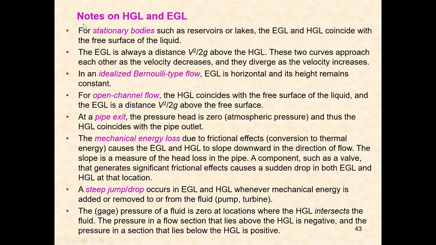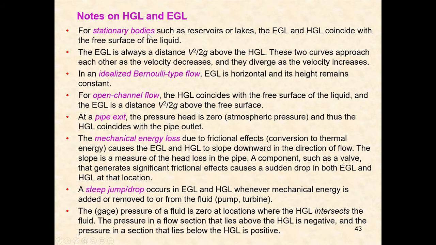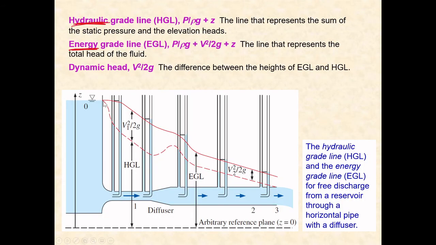Okay. Here are some notes on HGL, hydraulic grade line, and EGL, energy grade line. For stationary bodies such as reservoirs or lakes, the EGL and HGL coincide with the free surface of the liquid. So for example, if you look here, stationary bodies such as a reservoir or lake. So here's a reservoir or lake, and you have this EGL and HGL coinciding with the free surface.